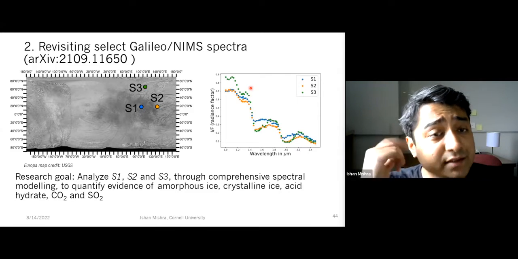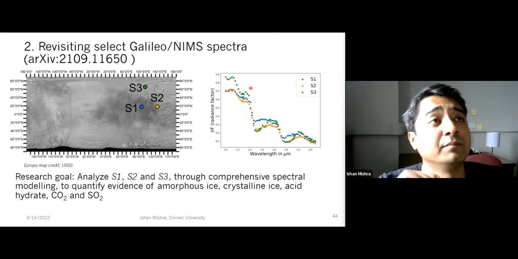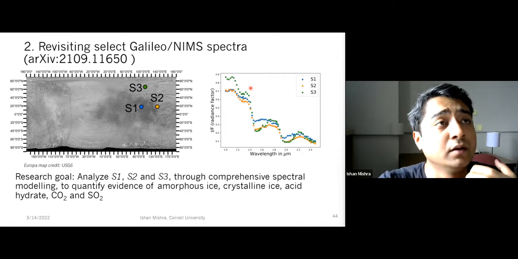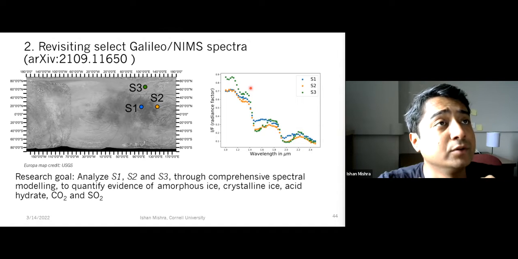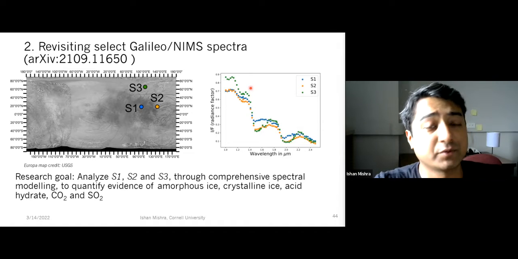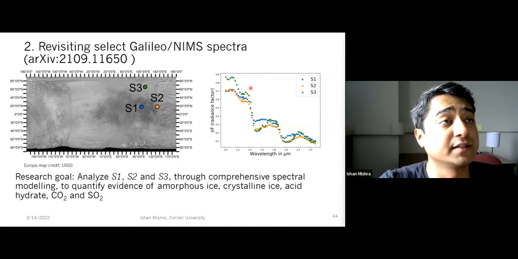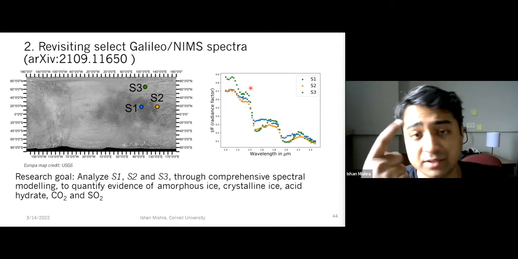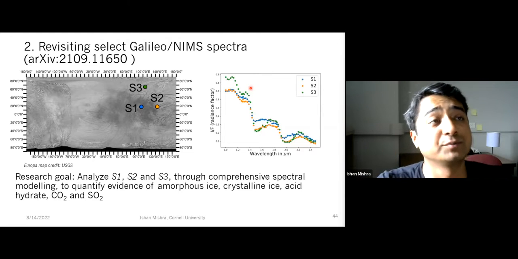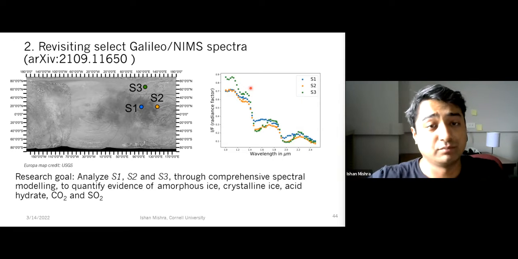fit modeling analysis. And when I say comprehensive, I mean not just incorporating as many species as we can, but also taking into account uncertainties that might come due to physical parameters like I've talked about, grain size, porosity, but in this case, NIMS had an inherent calibration uncertainty of 10% that most previous works ignored.